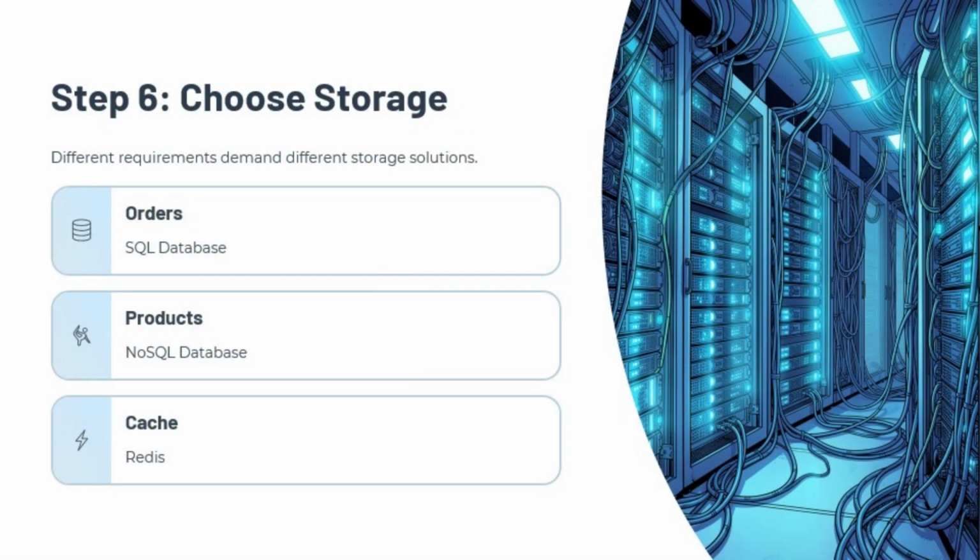Choosing a database is not about selecting your favorite technology. It's about understanding the business requirements of the data. Different types of information have different needs. Order data requires strong consistency and transaction support. Product information requires flexibility and scalability. Frequently accessed data may need caching for better performance. This is why modern architectures often use multiple storage technologies. Architects evaluate data characteristics, access patterns, growth expectations, and business requirements before selecting storage solutions.